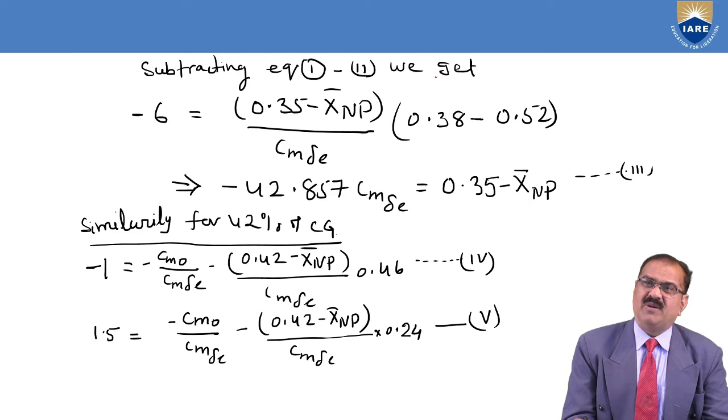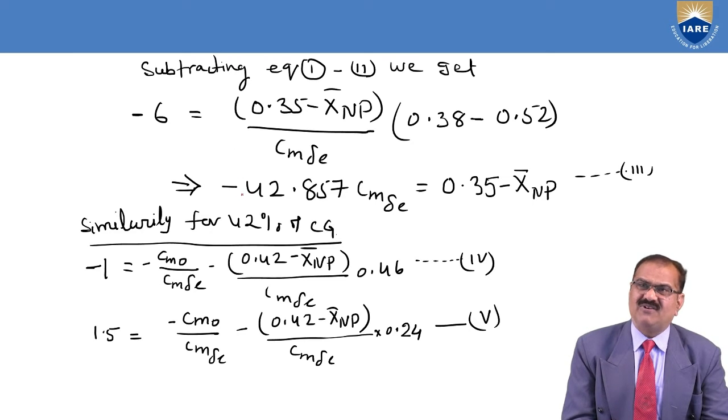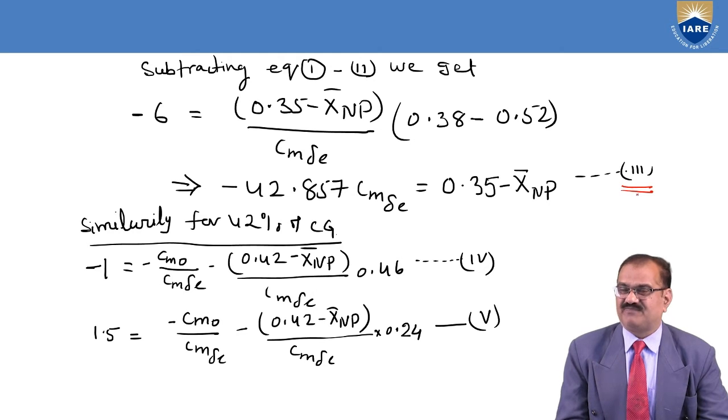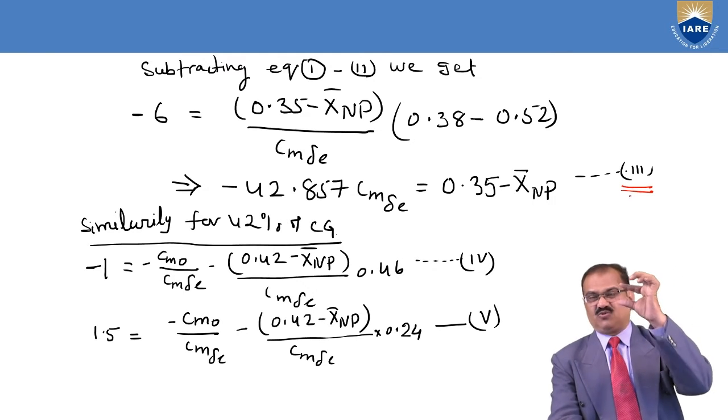Now we have to simplify. So here we will get minus 42.857 Cm delta E is equal to 0.35 minus XNP. This is equation number 3. So this is for the first two cases.